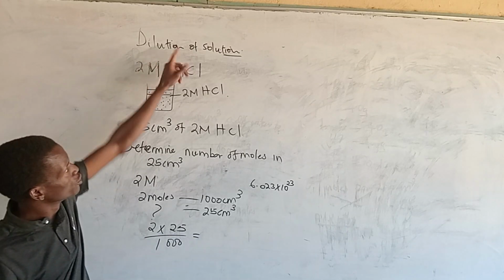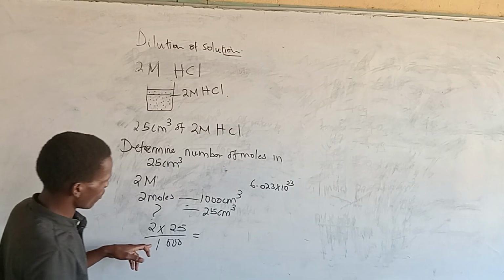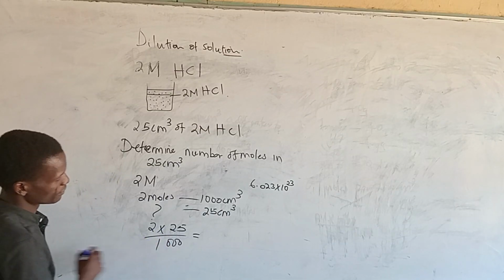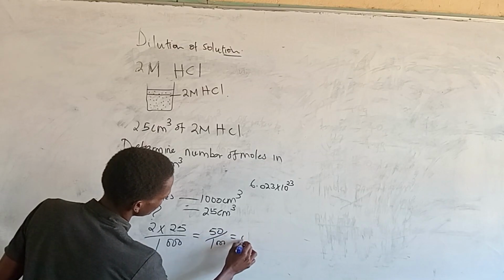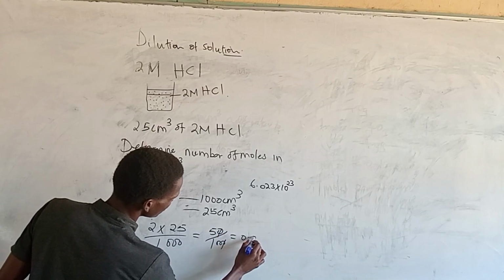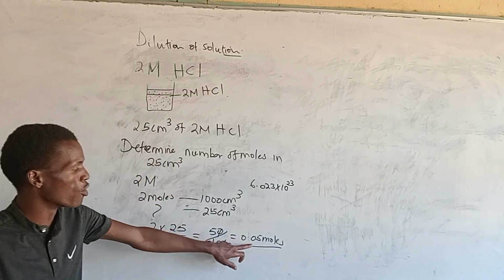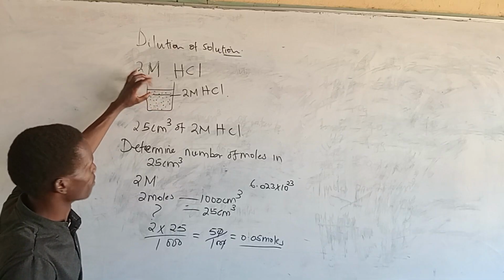Remember, I'm going to show how we are supposed to dilute our solutions. Now, here, the next thing we are going to do: when you multiply, we get 50. 50 divided by 1,000, so this is 0.05 moles. So this is the number of moles, the particles, assuming something that we can see, we are going to pick from this solution.